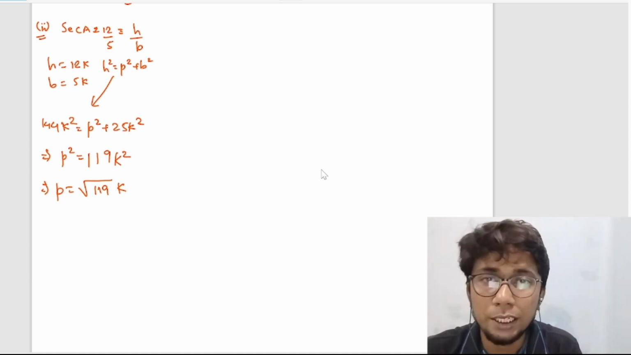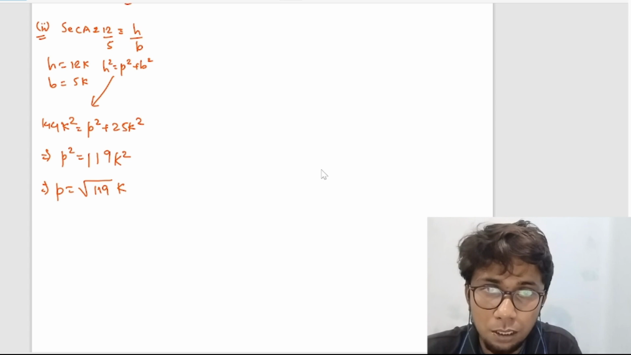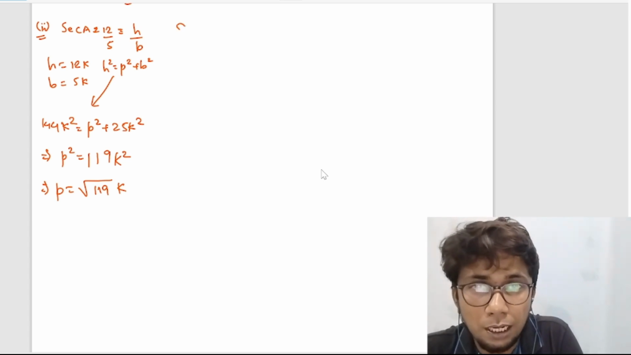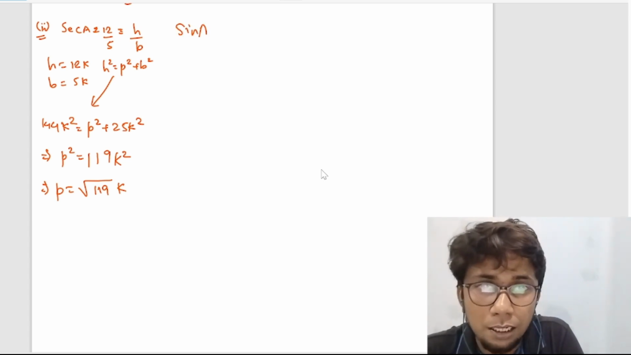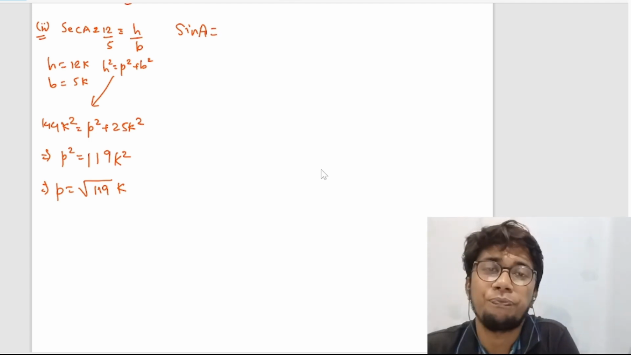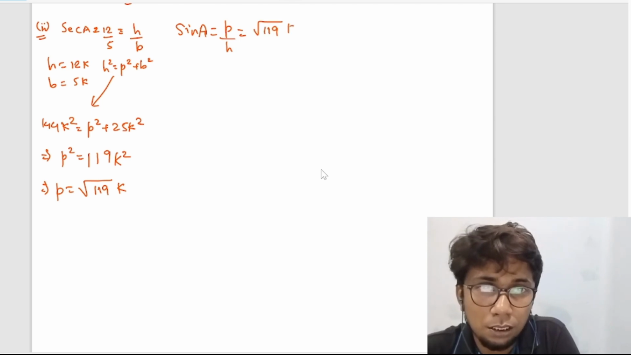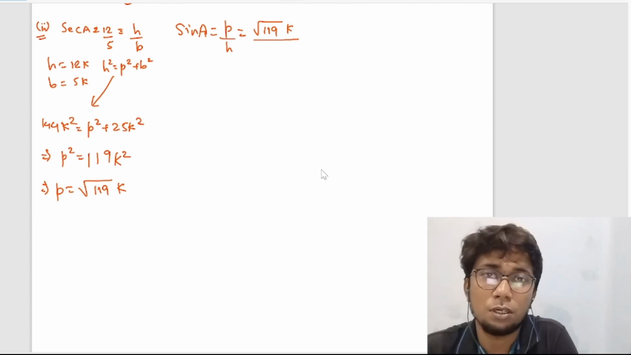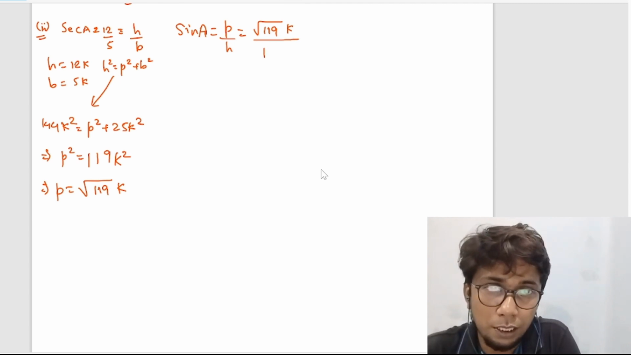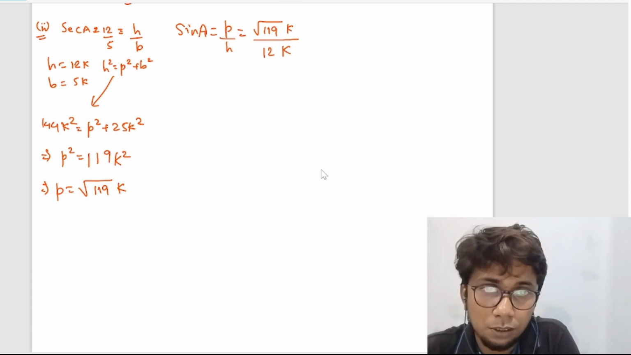Now if you are calculating sine A, what is sine A? Perpendicular upon hypotenuse. What is perpendicular? This is root 119k upon hypotenuse is 12k. Fine.